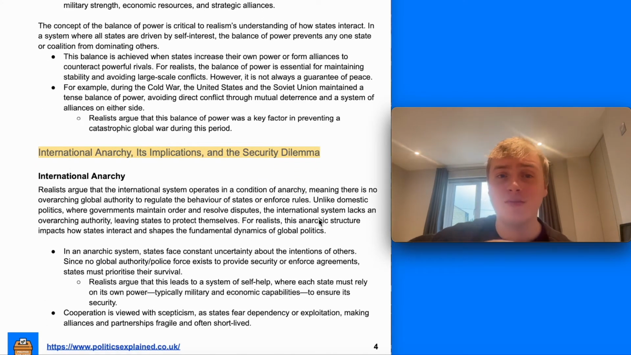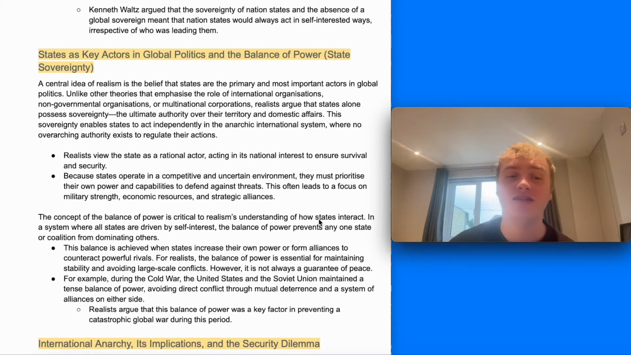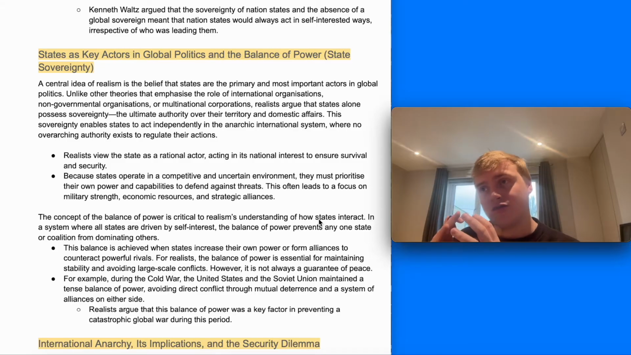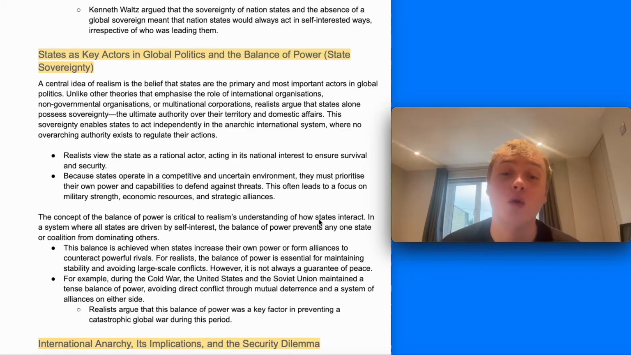The concept of the balance of power is really important to understanding realism's view of how states interact. In a system where all states are driven by self-interest, the balance of power prevents any one state or coalition from dominating others. This largely explains why, even though they view the international community as anarchic and view states as always seeking to maximise their power and being self-interested, there isn't always conflict. That's because states form alliances with each other to balance against other states, and that maintains peace, stability, and avoids large-scale conflicts.